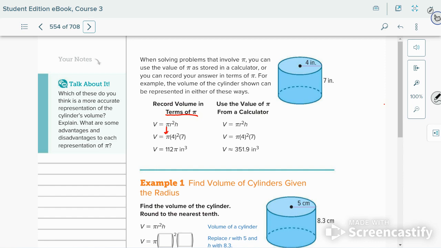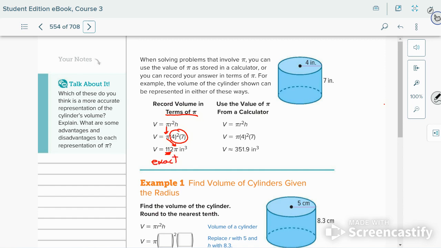Okay, see the pi comes down, the pi stays in the problem, and we simply replace the r and the h and simplify all of that, right? We simplify the 4 squared times 7, and that equals the 112, and we just leave the pi in the problem. That's what we call the exact answer, all right?